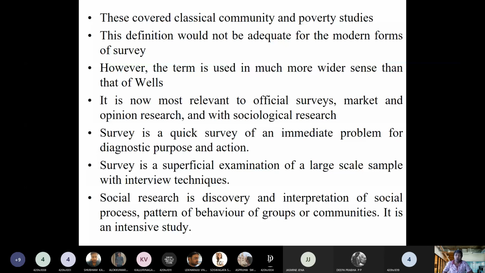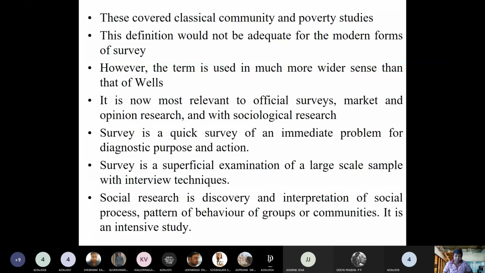A survey is a quick survey of an immediate problem for diagnostic purposes and action. If you want to give a quick solution to a problem, suppose somewhere some disaster happens, we can make a quick survey to know what exactly loss has happened because of the disaster. Then we immediately do the survey and assessment, measure the loss, and submit it to the central government. These are the losses that have happened. We quantify that this many crore of loss has happened because of this failure, and we earn this much support from the central government.